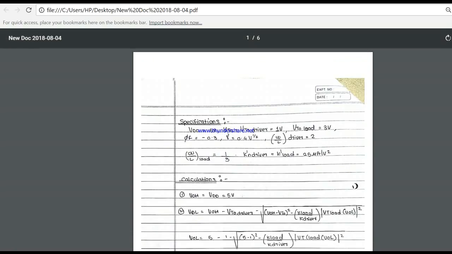These are the specifications: VDD equals 5 volt, VT naught is equal to 1 volt, VT naught of load is minus 3 volt, phi F is minus 0.3, gamma is 0.4, W by L of driver is 2, W by L of load is 1 by 3, K dash N of driver and K dash of load is equal to 25 microampere per volt squared. On the basis of this, let us calculate the values.